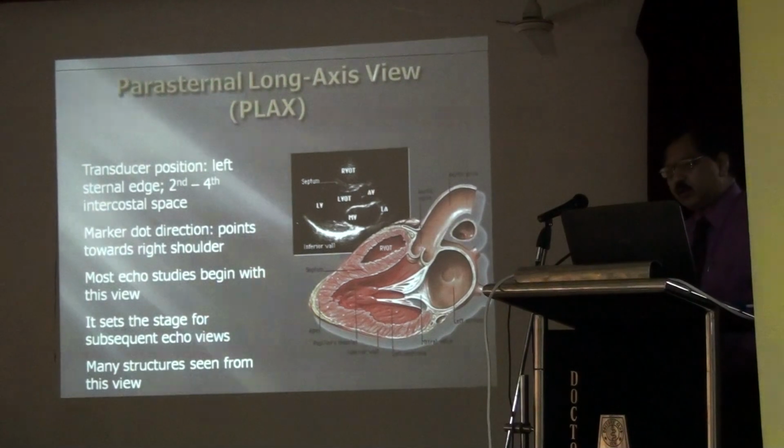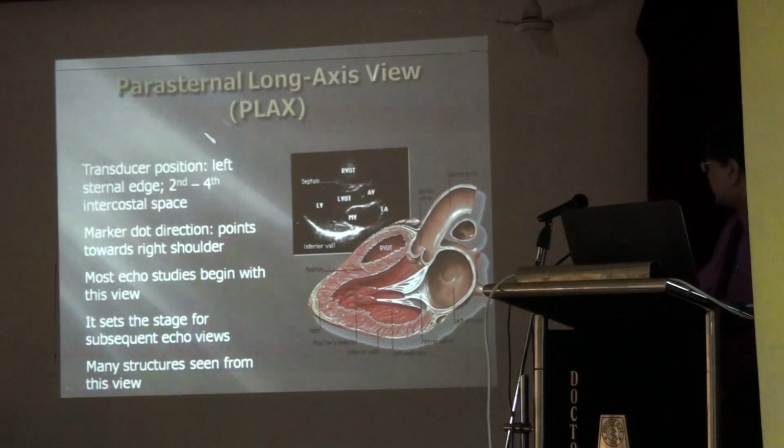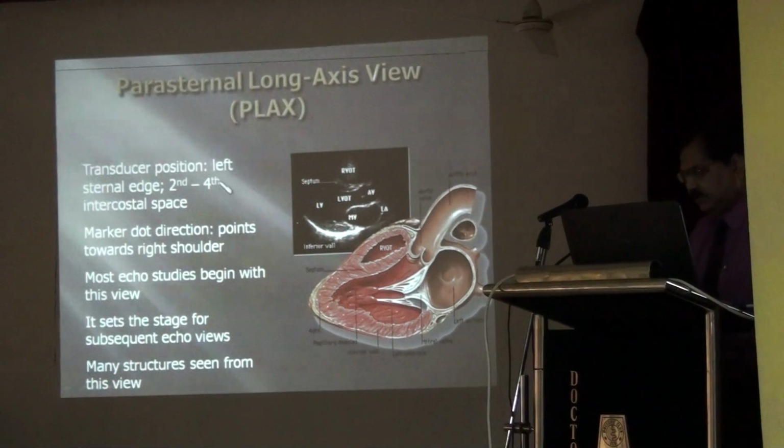Now after getting a good window, there are many views we examine, and most commonly, in short, it is known as the PLAX view, that is the parasternal long axis view. If you look carefully, the most common space is between the second to fourth intercostal space, and the position of the dot should be towards the right shoulder. Most echo studies begin with this view.